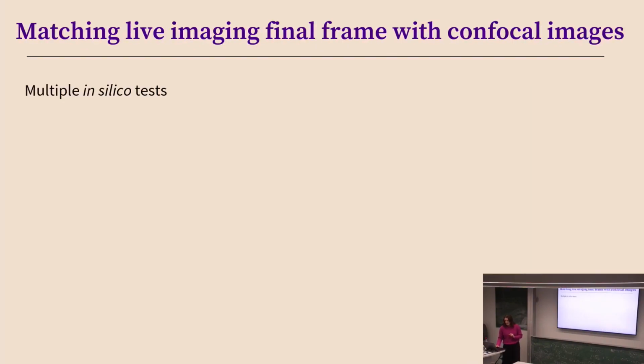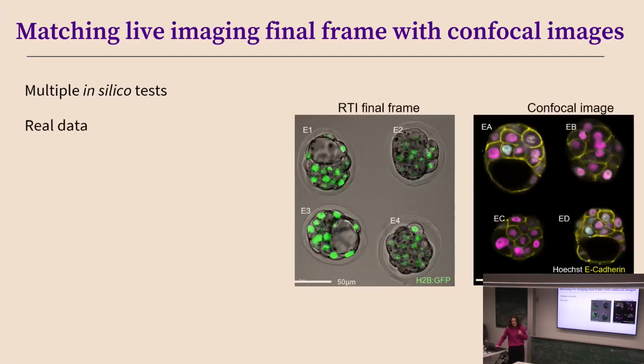Okay. So I've shown you quite a few in silico tests there. So what about the real data? So our real data, like you've already seen, looks something like this. These are 4 embryos that we co-cultured. They're quite like growing together. And then we've got our stained image here on the right.